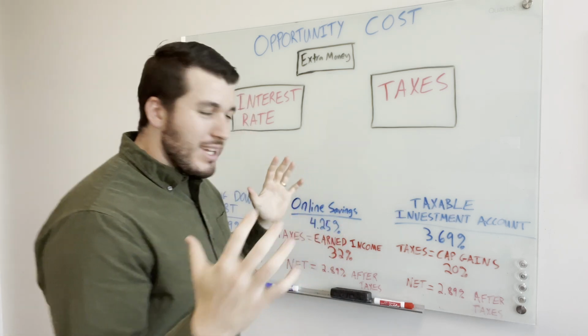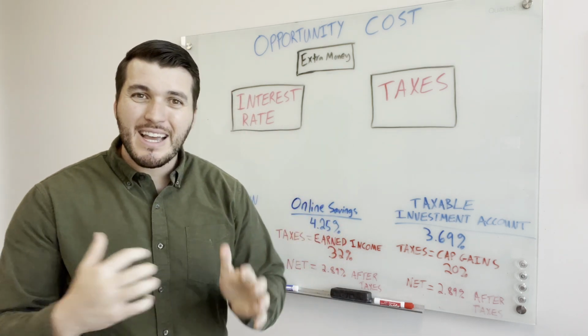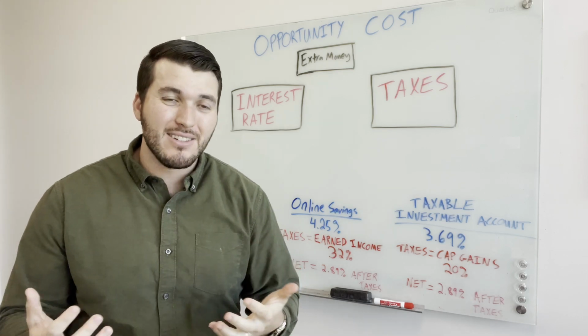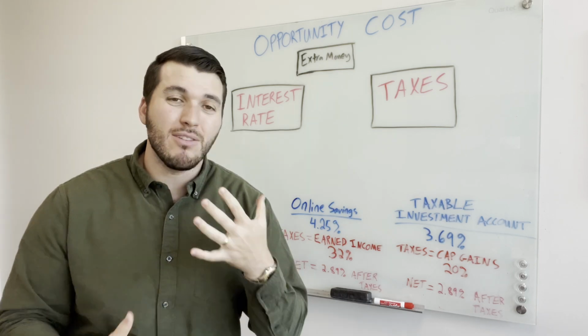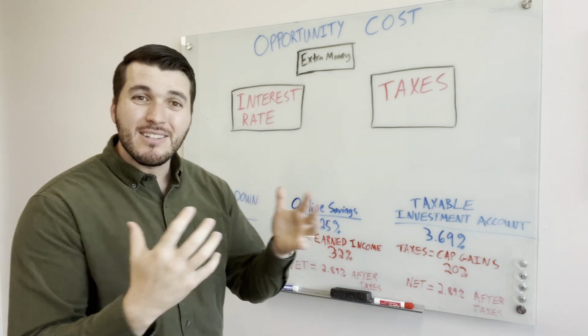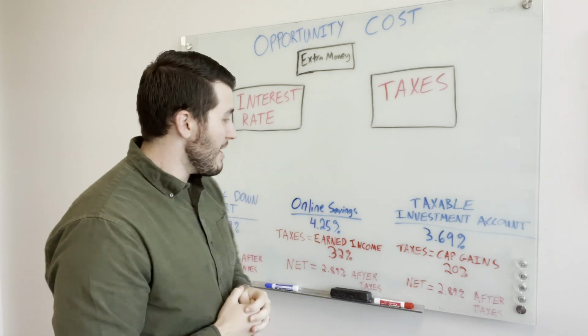So I ran a couple different examples just so you can see apples to apples and the different ways that these different accounts are taxed, so you can get a true representation of what is a comparable interest rate when you're trying to make a decision between these different scenarios, okay?